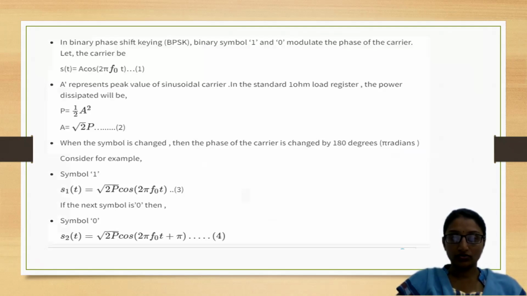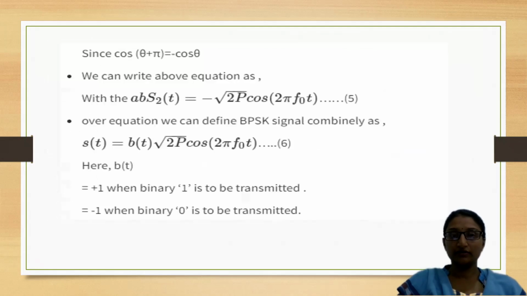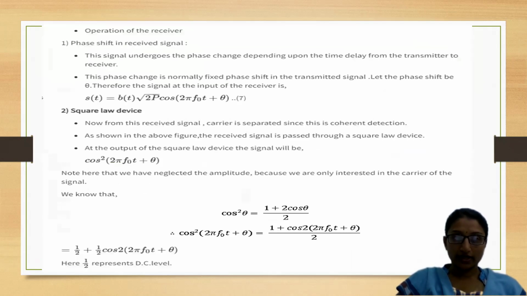and that root 2P is given to a square law detector. You can observe the same thing here. So what is happening in the square law detector? It squares the cos terms. So cos square theta can be written as 1 plus cos 2 theta by 2. We already know that expression. So finally, you are left with a DC value of 1 by 2 plus the other one, the cos term.